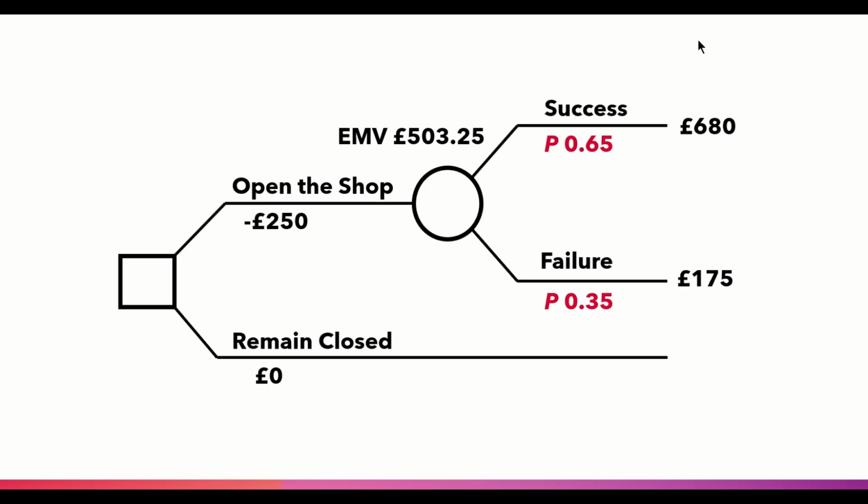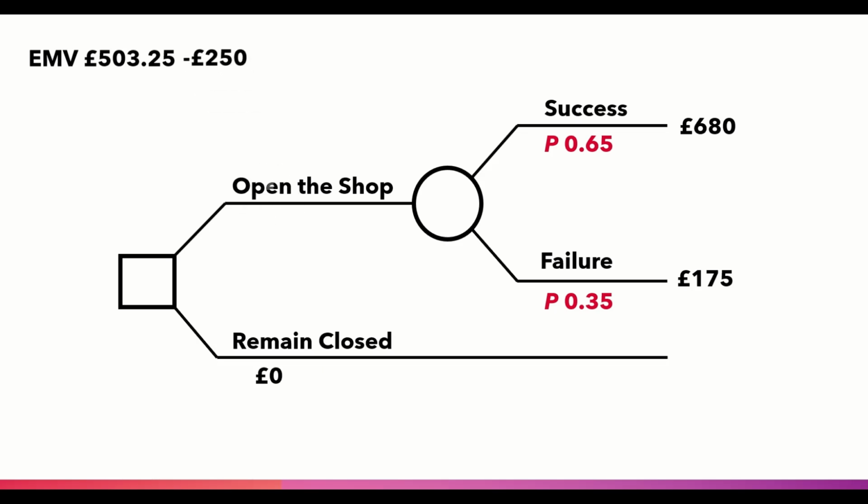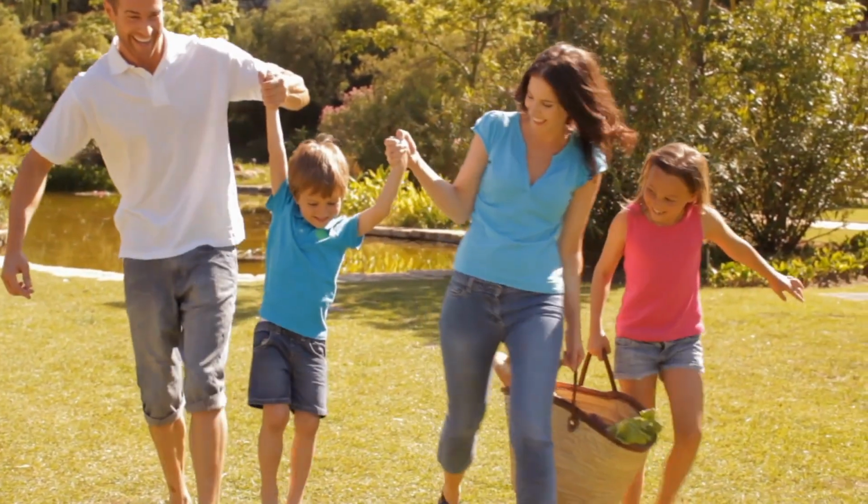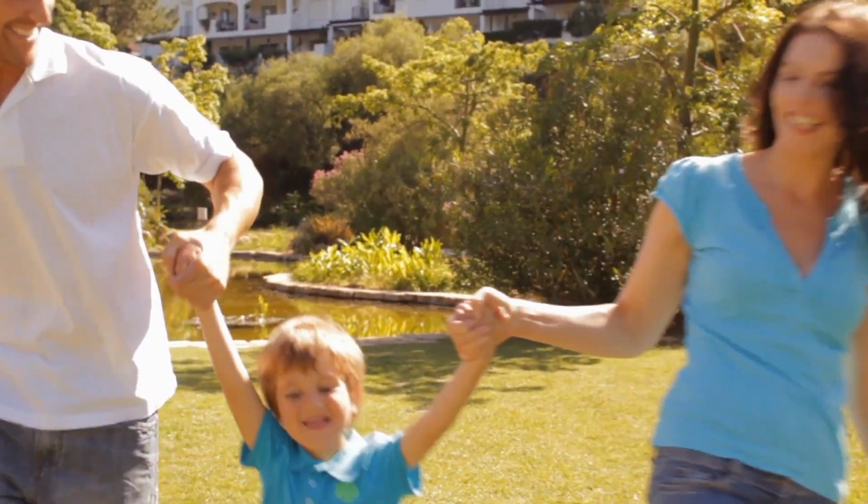We then deduct the cost of opening the pizza store from the expected value. So, we subtract £250 and arrive at a final net gain value of £253.25. This decision seems to be the correct one to take. We have made a lot more money than keeping the store closed. However, decision trees ignore qualitative issues. Ben might have wanted to spend the bank holiday with his family. Does it really seem that good value now?